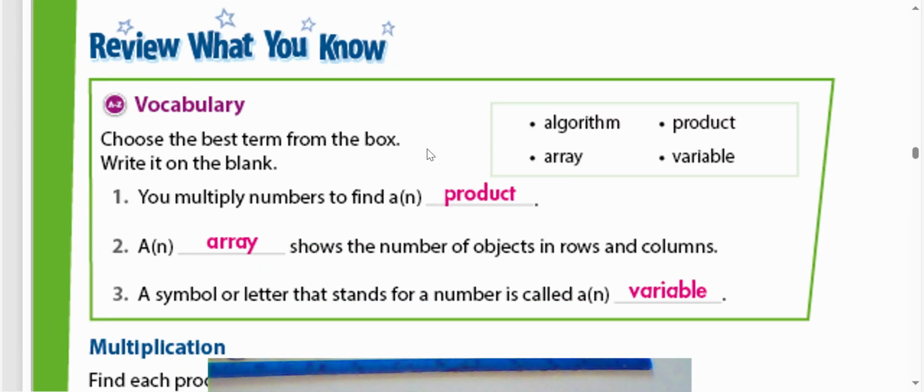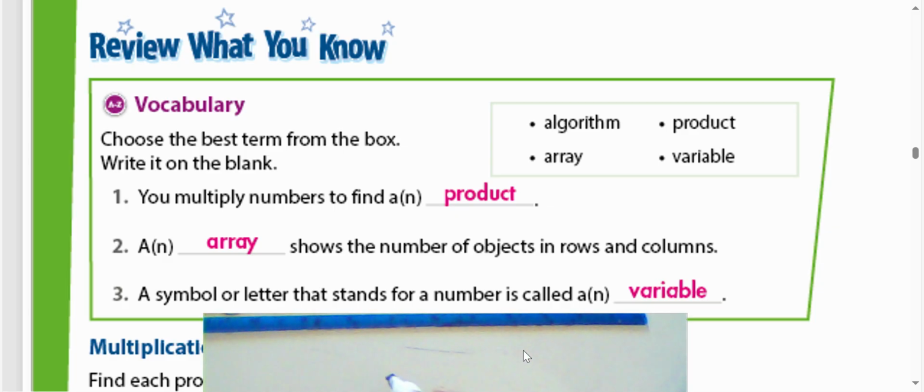An array shows the number of objects in rows and columns. A symbol or letter that stands for a number is called a variable. We call this a variable, like we have x plus 2 equals 5. Look here, x plus 2 equals 5 is the equation. An equation contains two expressions and uses the equal sign between them. Then x here we call the variable. The variable here will be x.